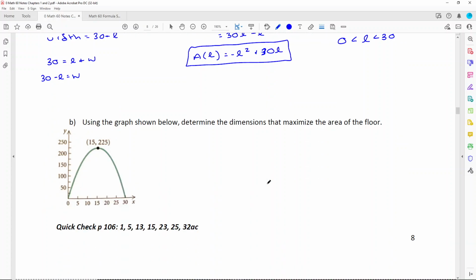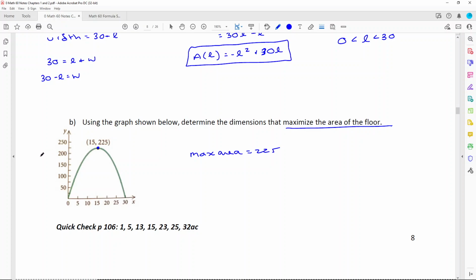All right, and then the last question, I just kind of wanted to relate this back to the idea of relative max and mins. It says, using the graph below, determine the dimensions that maximize the area of the floor. So you're looking for a highest turning point, which is here. Now, some of you might be going, hey, that's the vertex. Awesome. Yes, we could solve it. We'll do that in a later chapter, but for now, you'll be given graphs. So we're going to say that there is a max area of 225, right?